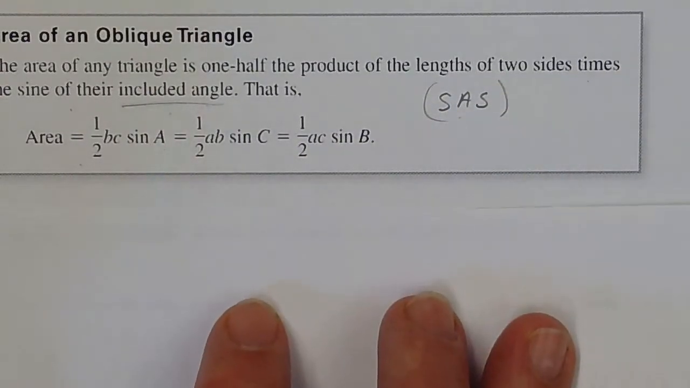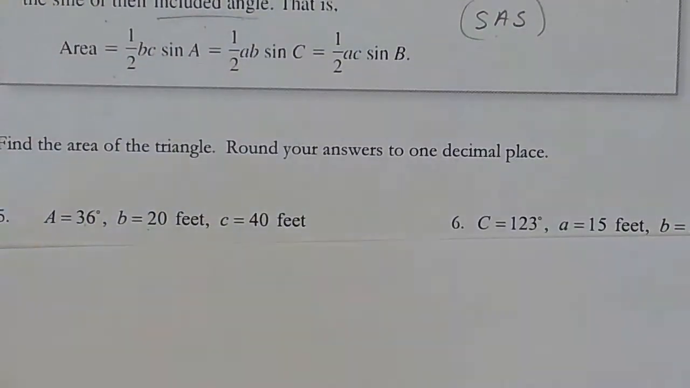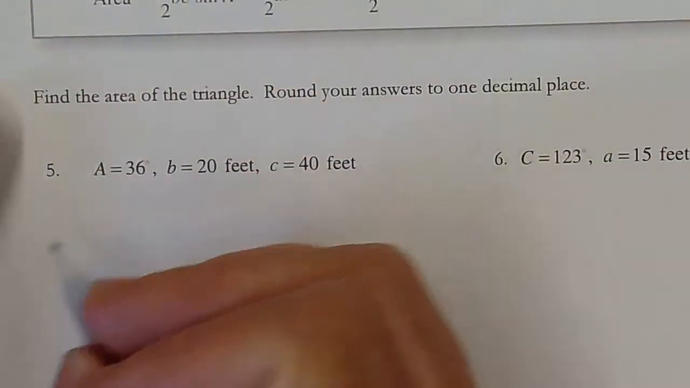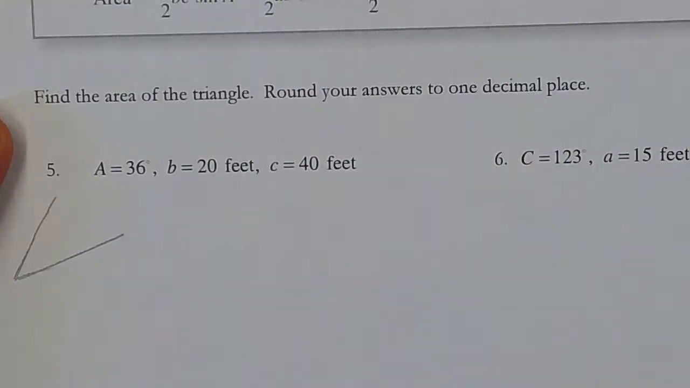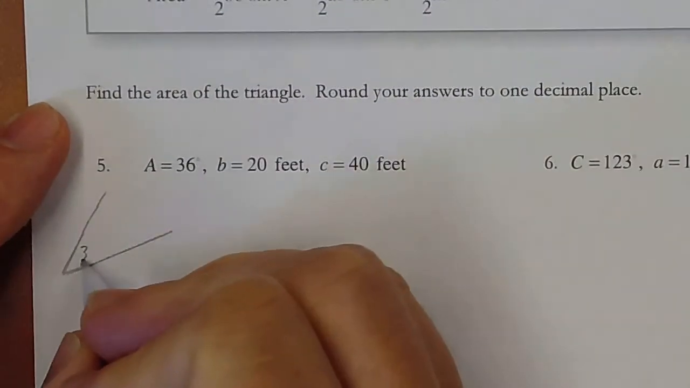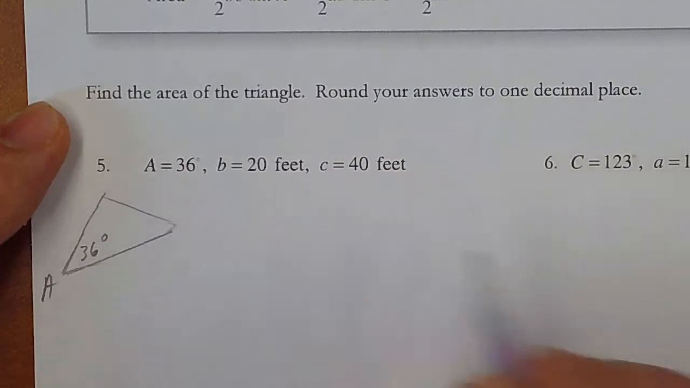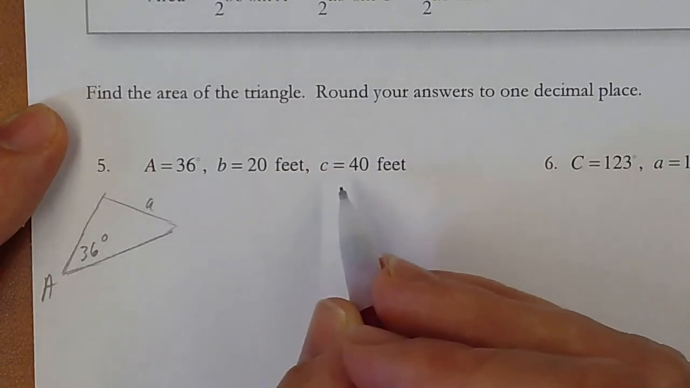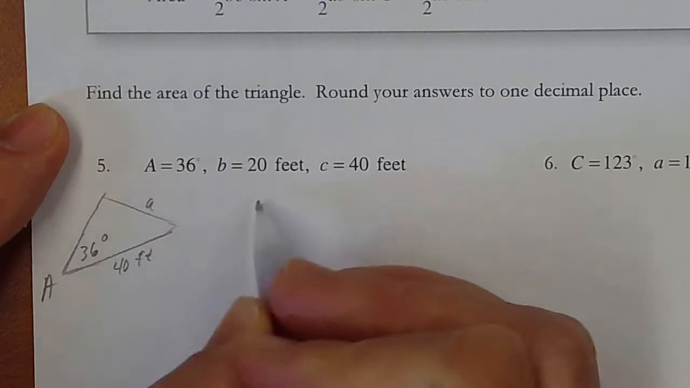All right, so let me take you through this. We have angle A is 36 degrees. You may want to draw a picture of this, at least for the first one, so you get used to what's going on. So 36 degrees is angle A. Side A is not given, but they give me the other two sides as 20 feet and 40 feet. So this one looks a little longer. I guess I'll make this one 40 feet. And this one's 20 feet.